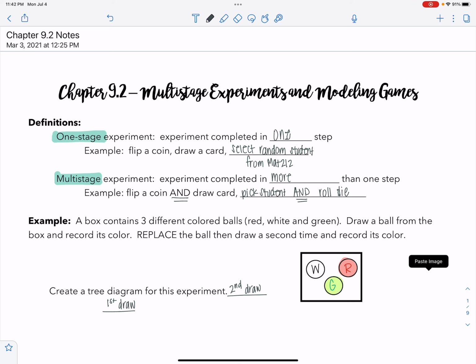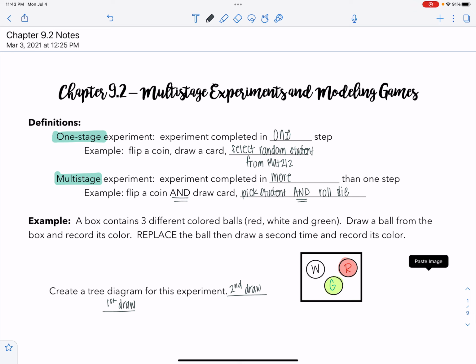So in our first example, a box contains 3 different colored balls: red, white, and green, and you've got a picture of it there on the right. Draw a ball from the box, record its color, replace the ball, then draw a second time and record its color. So this is a multi-stage experiment because I'm drawing a ball, putting it back, and drawing again. In 9.1, I would have just drawn a ball and moved on.